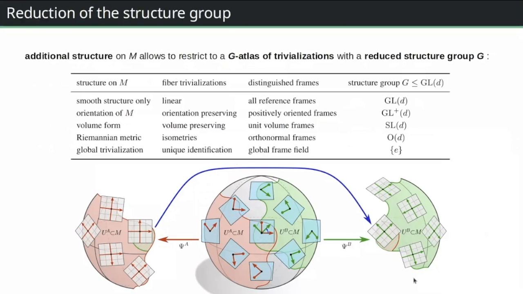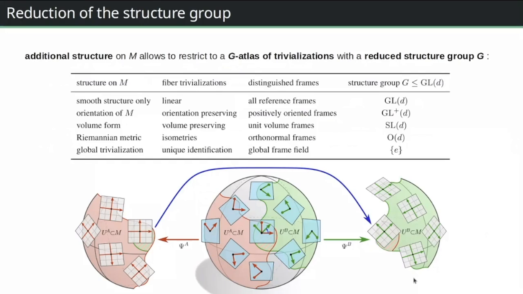And how do you get from a general linear group to some structure group G, which is a subgroup? You assume some additional structure on your manifold, and therefore on your atlas of trivializations. So, for instance, if you have only the smooth structure, your fiber trivializations are at each point just linear maps, and you get all reference frames, and you get GL as transformations between them.